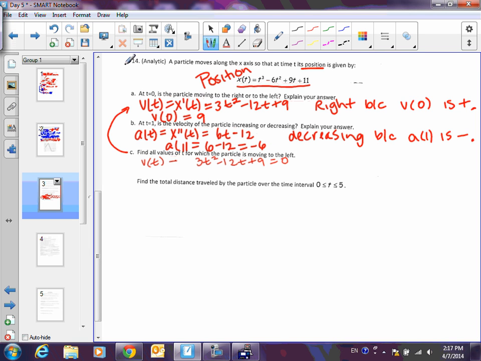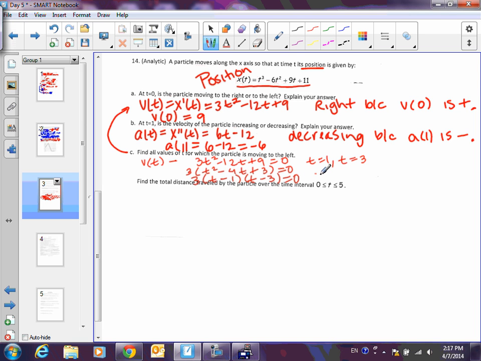Now, this could be calculator or not calculator. But we could do this part without, because this factors quite nicely if you factor out the 3 first. This is why I've changed to a thinner pen, to try to fit all this in one line. And so what are my 2 critical points? 1 and 3. This is when velocity is equal to 0. This is probably where the particle is changing directions, okay?